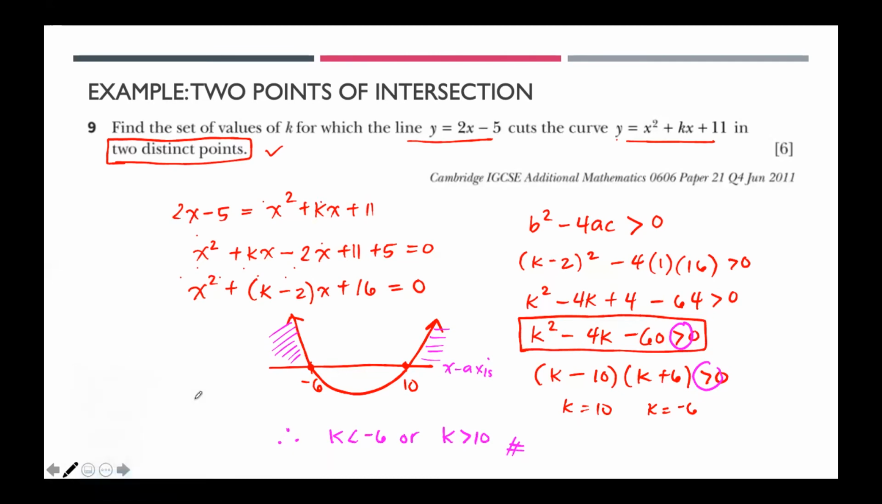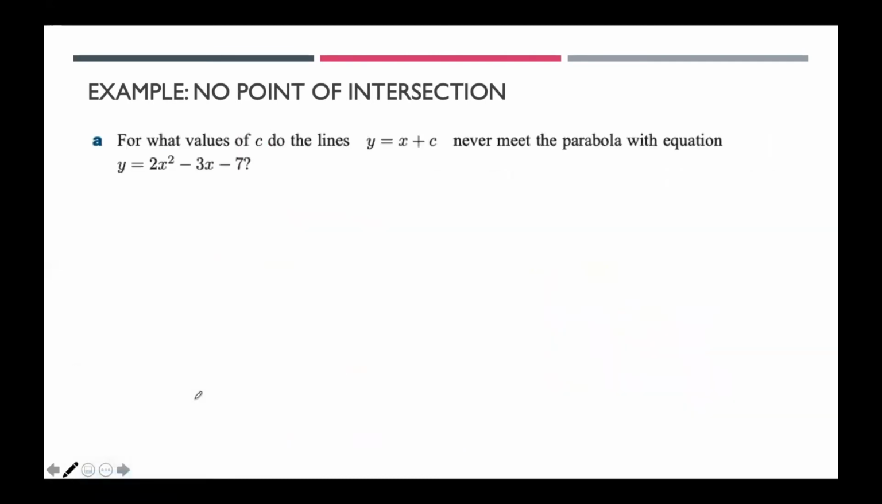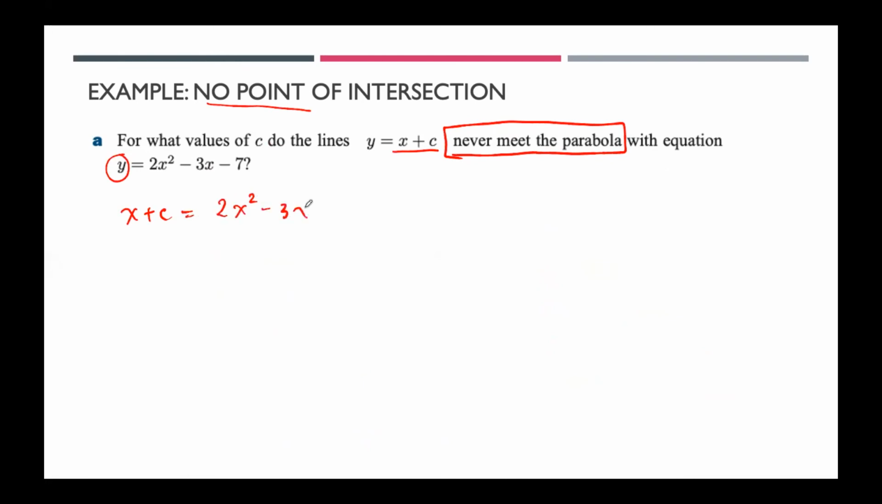And for the last question, let's say we have this, and take note that this time it says never meet. If you encounter this particular statement, that means there is no point of intersection. So therefore, same process, since y is x plus c, we substitute it here. So that will give us x plus c is equal to 2x squared minus 3x minus 7.